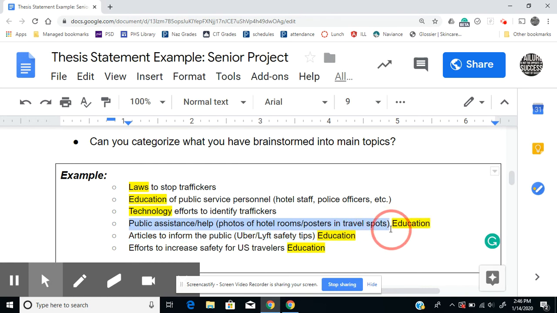I actually didn't have a main topic keyword within, so I just went ahead and tagged it as education because that's where I felt it fit. And then the next two I felt were education pieces too. So go ahead and pause the screencast and categorize your own to try to come up with main topics that all of them fit into. It's okay if one looks like another because you'll just categorize and classify them together.